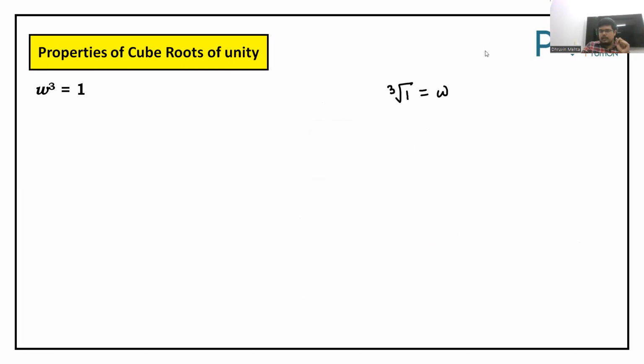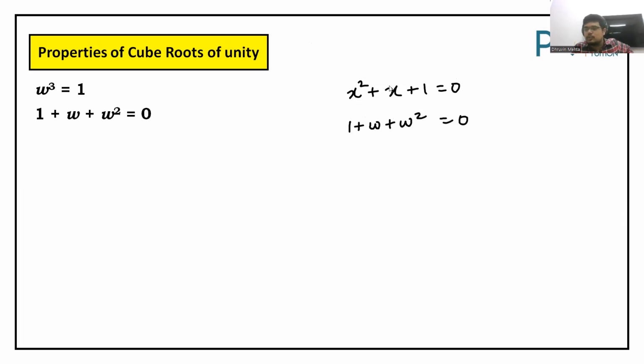Second property. Now we had that equation x square plus x plus 1 equal to 0. Now Arush, we know that omega is the cube root of unity, right? So omega is the value of x. So can we say omega will satisfy this equation? So basically we can now write 1 plus, I'm replacing x with omega. So we get 1 plus omega plus omega square is 0. ये प्रॉपर्टी हम यूज करने वाले हैं. Are you following this?